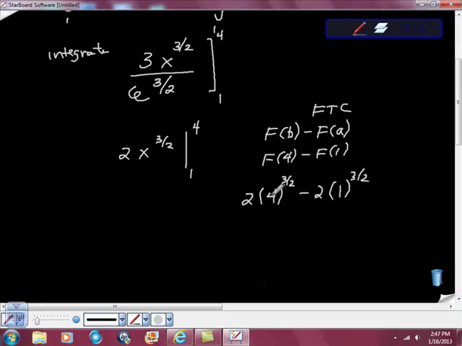The way I would probably do this is I would cube this 4 to get 64. The square root of 64 is 8. 2 times 8 is 16. Hope you followed that little bit of math there. 1 cubed is 1. Square root of 1 is still 1. Negative 2 times 1 is still 2. And 16 minus 2 is equal to 14.